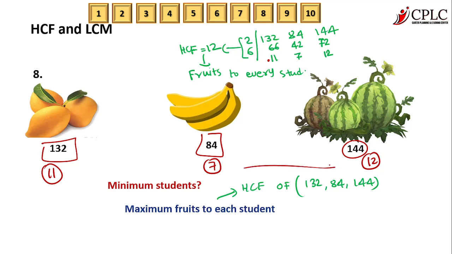So all we have to do is add these three numbers. So 11 plus 7 plus 12, that is 18, plus 12, that is clearly 30. So the answer for this question is 30, the minimum possible strength of the class, basically. And that is the answer for question number 8 in that manner.